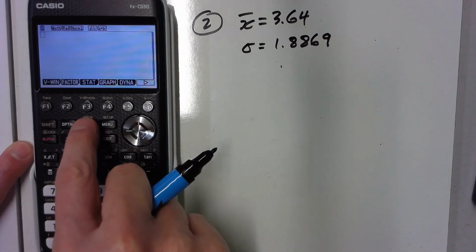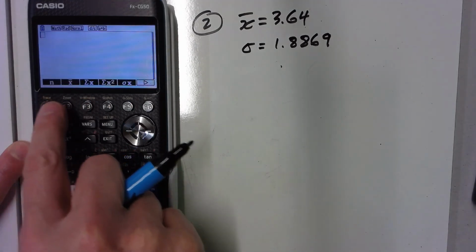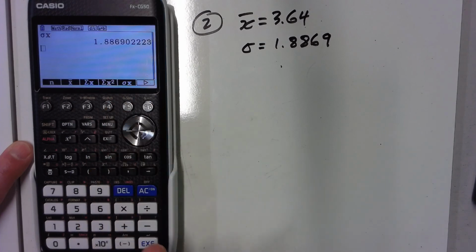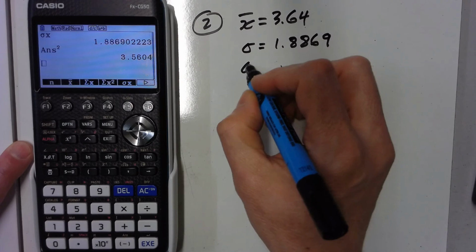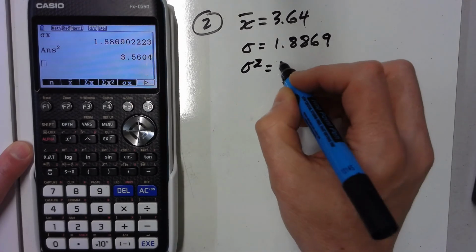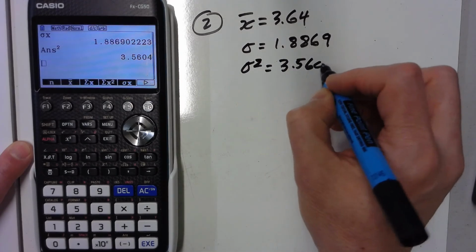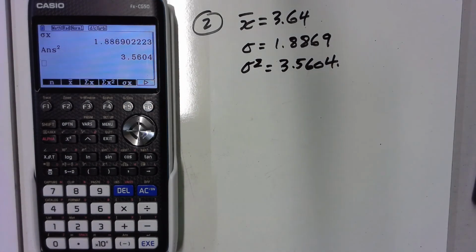Now I want to know what the variance is, so I could just tap that in there. You can actually get the variable back out again. It was there, wasn't it? So I want to square that, and so the variance is 3.5604. So there's the mean and the variance.